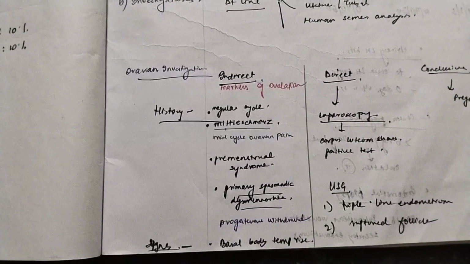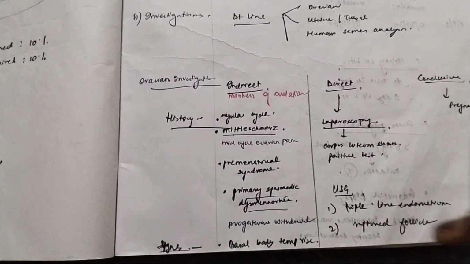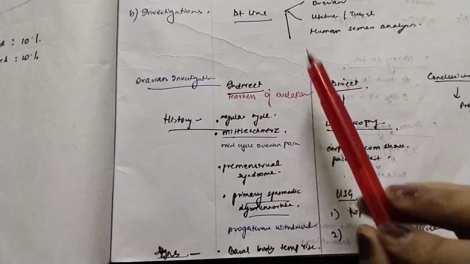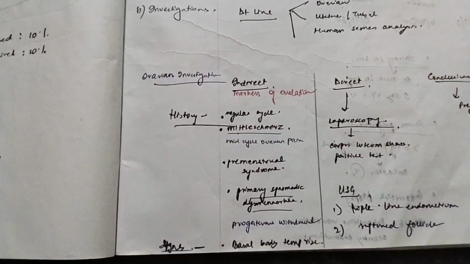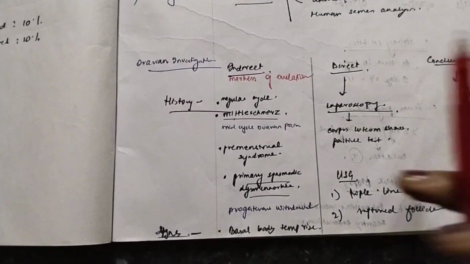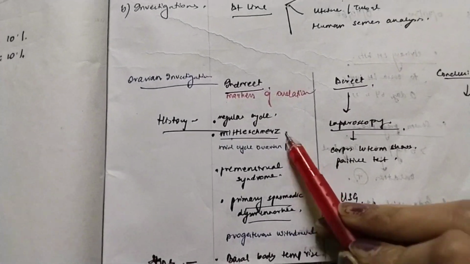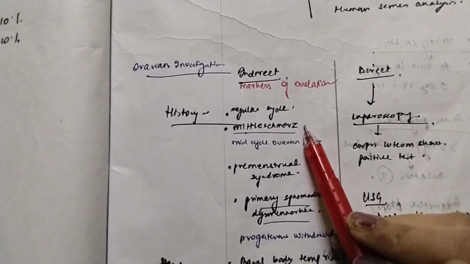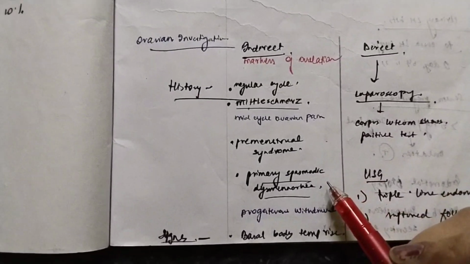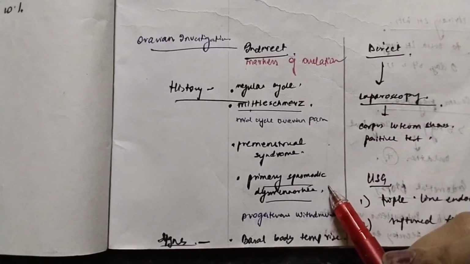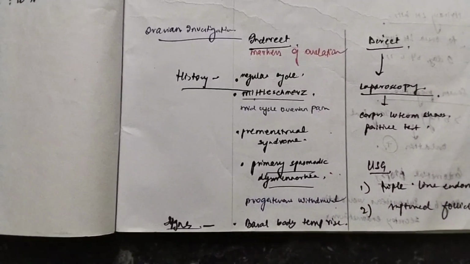Now, there are some markers of ovulation which are very important to know. These markers of ovulation are actually indirect markers which can guide you to ovarian infertility. So if a woman is having a regular cycle, if a woman is having mid-cycle ovarian pain, which is called Mittelschmerz, if the woman is having premenstrual symptoms, if the woman is having primary spasmodic dysmenorrhea, this is usually seen in case of progesterone withdrawal.